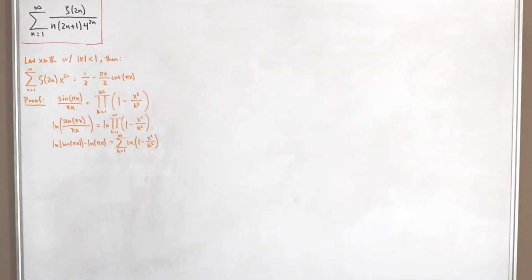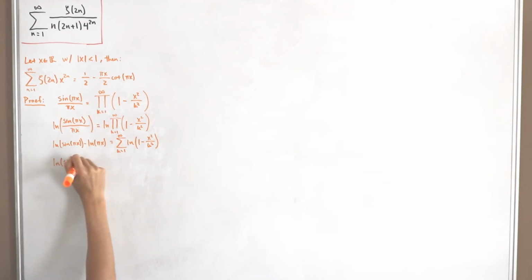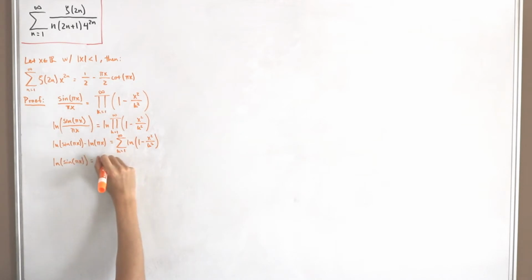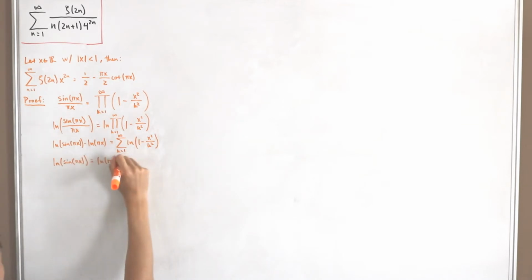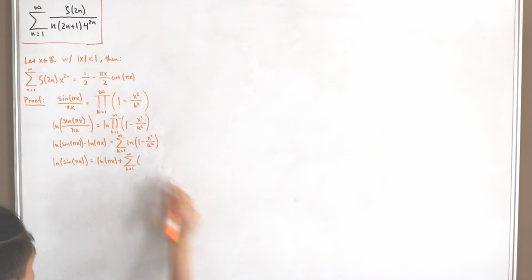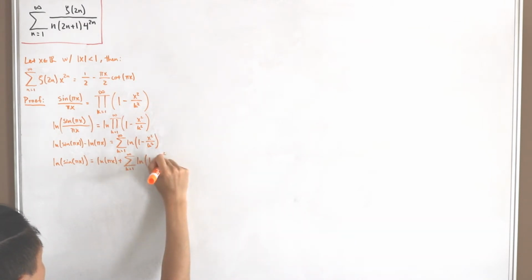Now, before I get to the actual next step, let me also add the natural log of pi x to both sides, so that we get the same thing, except we move this to the right hand side of the equation. It is now positive natural log of pi x, plus our infinite sum, k equal to 1 of the natural log of 1 minus x squared divided by k squared.